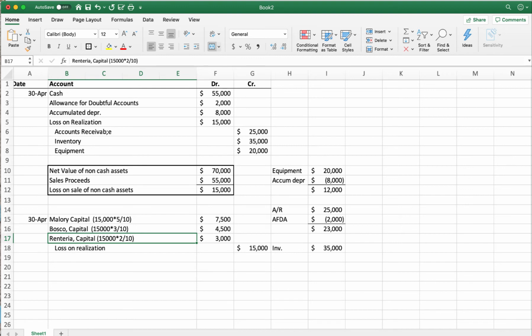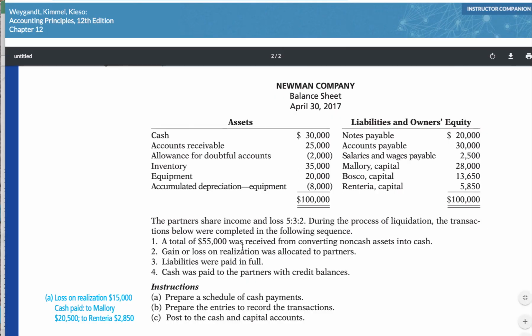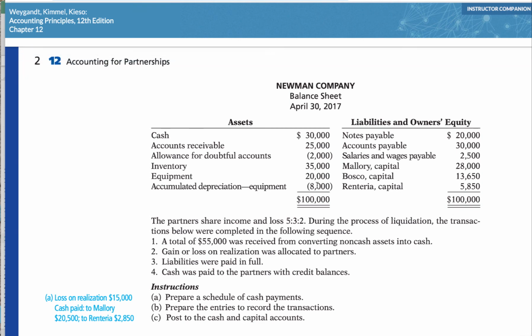Okay. The next thing we need to do is to show that we have cash, right? We had 30,000 originally. We got 55,000 from selling all those non-cash assets. So that means that we have a total of $85,000. Of this $85,000, guess what we're doing? We're going to pay our liabilities.